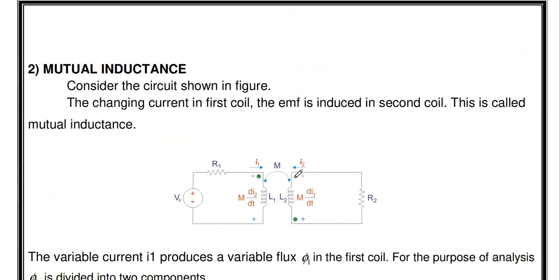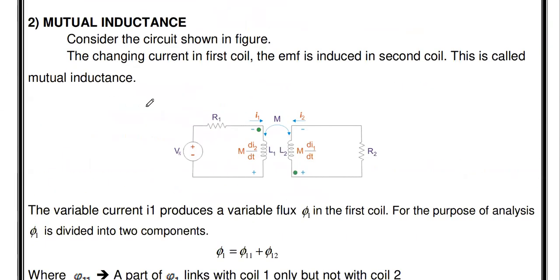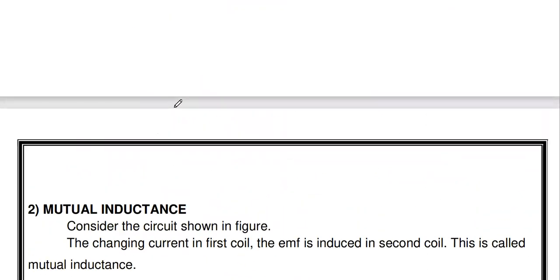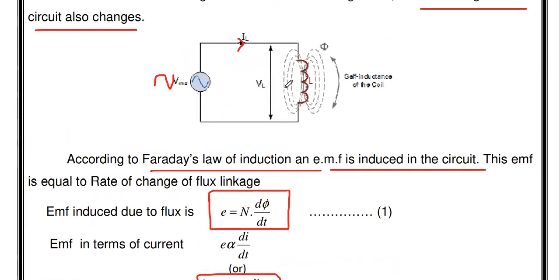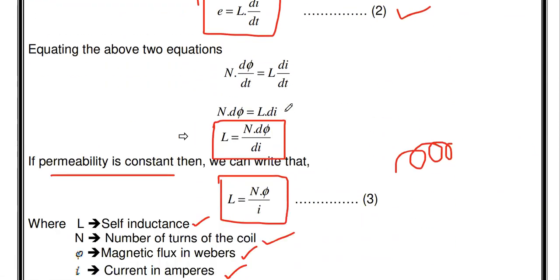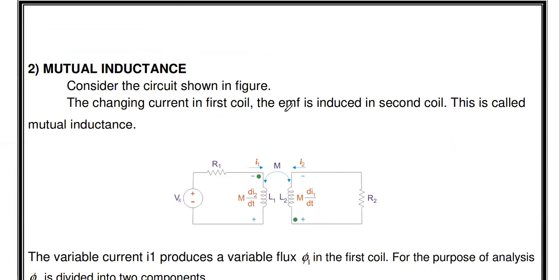Then the second one we are going to discuss is the mutual inductance. In order to explain the mutual inductance, we have to consider two coils. The self inductance is the flux linked in that coil because of the current flowing in that particular coil. That is the self inductance of that coil. Each coil has its own self inductance.